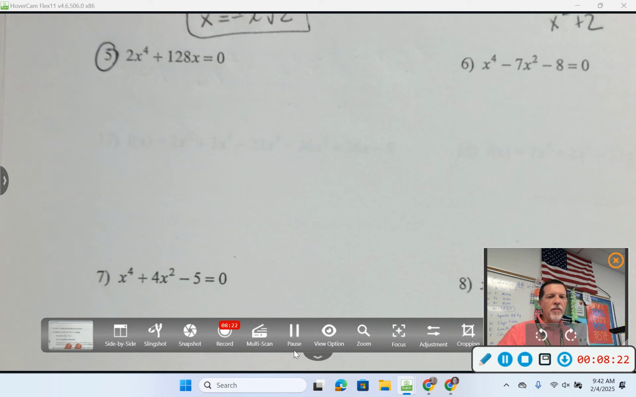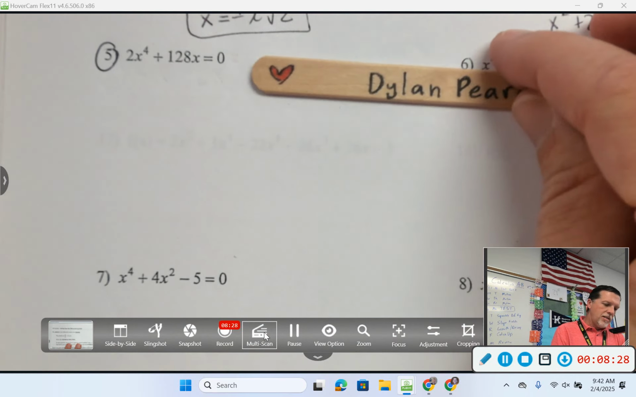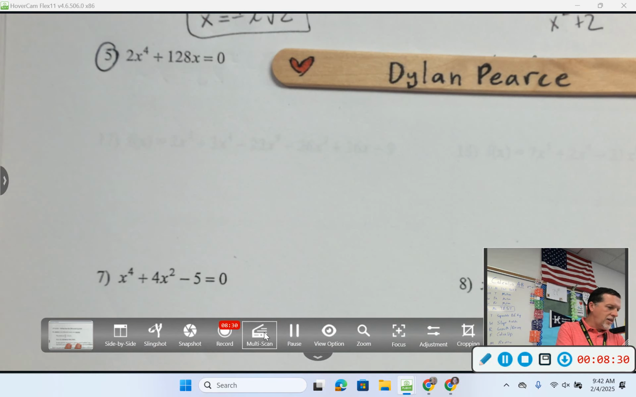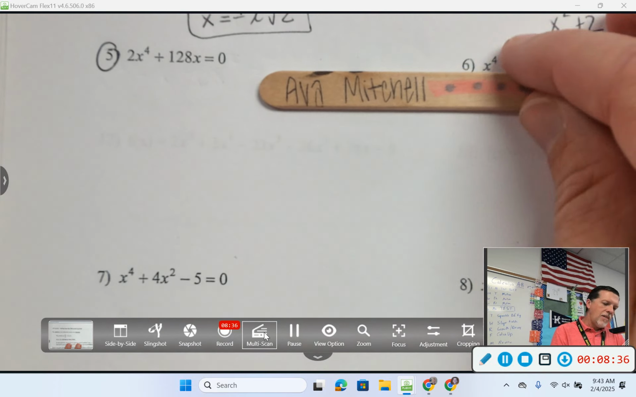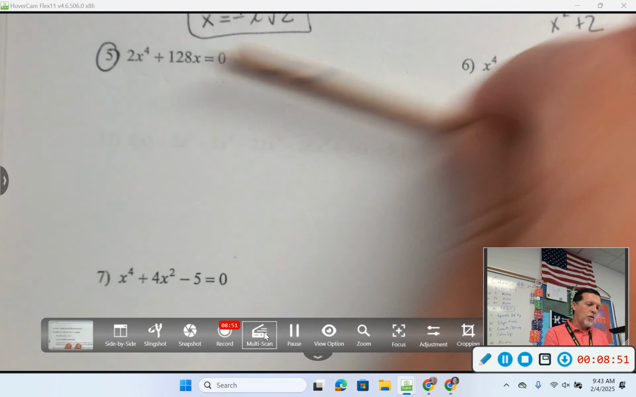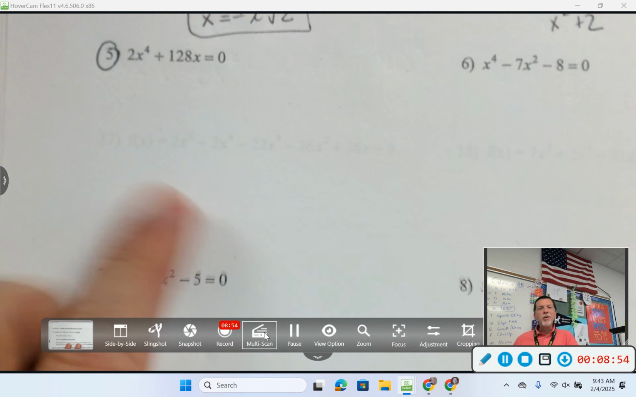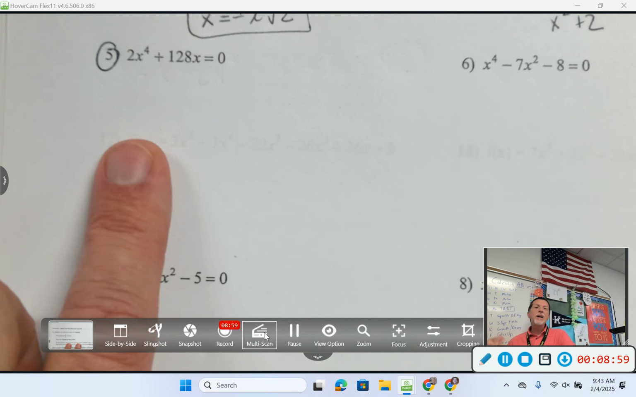Why don't you try number 5? Before we get started on number 5, though, Dylan, how many real zeros does number 5 have? 4. Ava, how many real, wait, what did I ask Dylan? Did I ask you total zeros? Real zeros. Okay, real zeros, I don't think we know the answer to that yet. Total zeros is 4. Real zeros, Ava, I just gave away your answer. Real zeros is x-intercept. We don't know until we either graph it or factor it. So there should be 4 answers. I don't know what kind of answers they are yet.